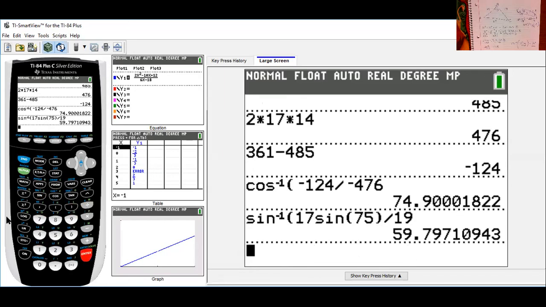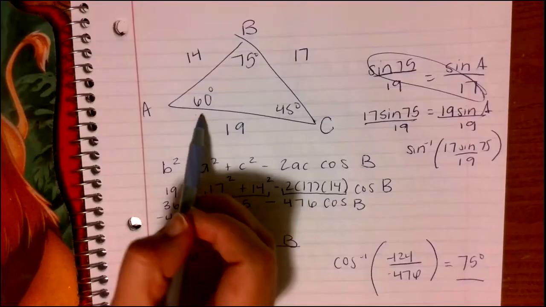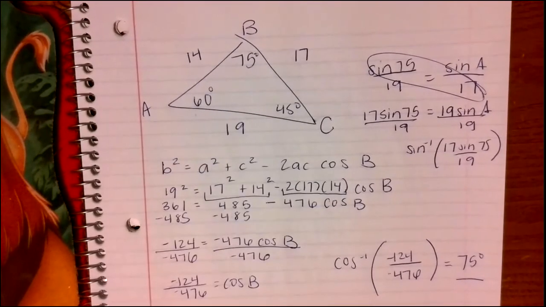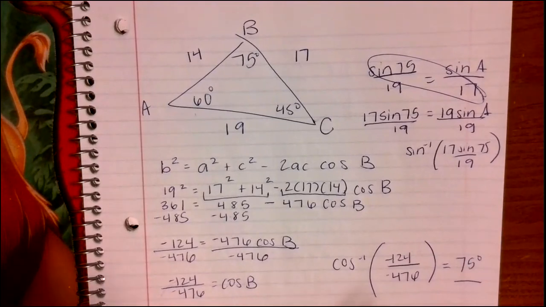So I get 60 degrees basically. And I can find my third angle now. I know 75 and I know 60. So the other one's going to be what, 45? Yeah, 45 degrees. And again, we could have done law of cosines to find one of these as well. It didn't matter, whatever you're comfortable with, but you had to start with law of cosines the first time.